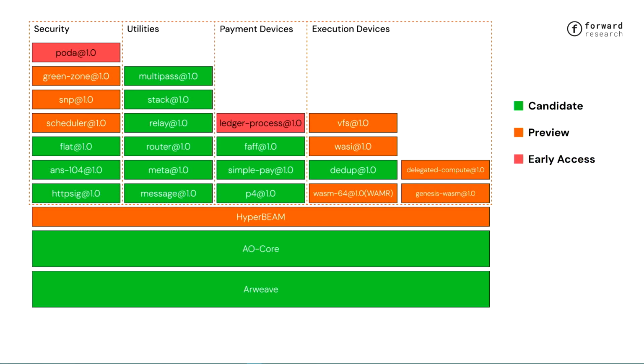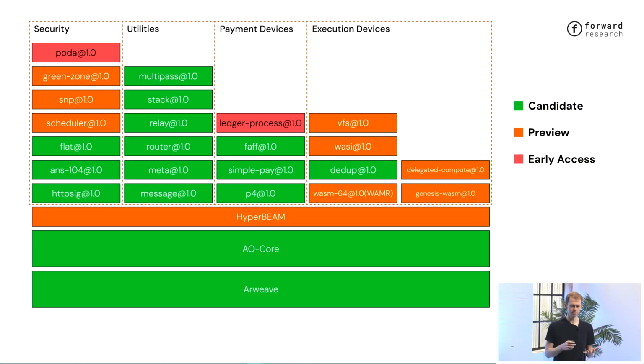So we have three internal, and now I guess public, representations of the maturity of different devices and protocols that we build for forward research. They are early access, so that's like they mostly work. You can think of it as alpha release. Preview, which is, okay, they're feature complete, but you shouldn't trust them yet necessarily. And then there's candidate releases.